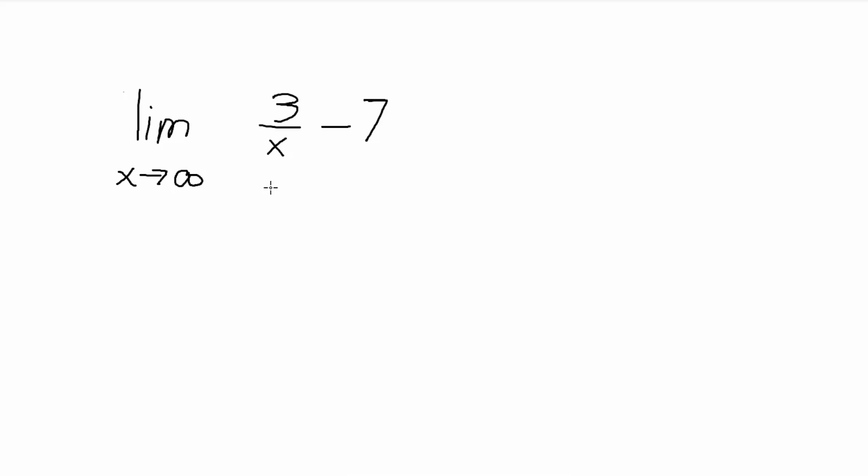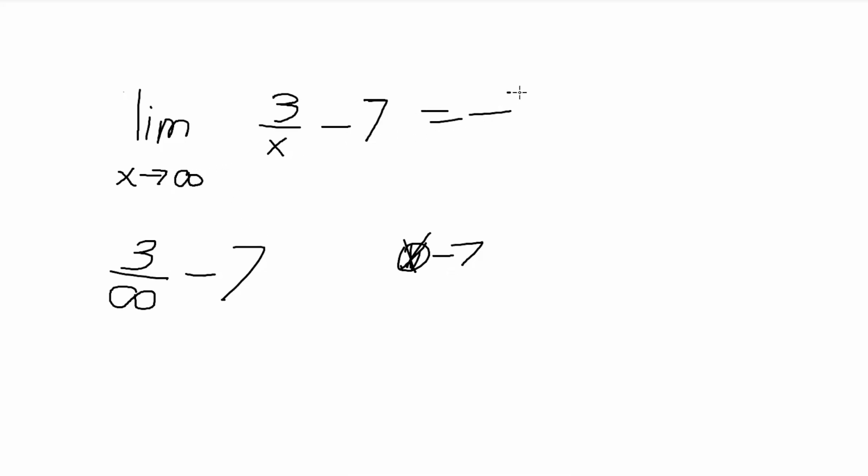So for example, let's find the limit of 3 over x minus 7 while x approaches infinity. This is a pretty basic function, so all we have to do is substitute infinity as x. So that's 3 over infinity minus 7. And you might be familiar with the fact that any number divided by infinity equals 0. So 3 over infinity actually equals 0, so that's 0 minus 7, or we can just get rid of that altogether. So we're just left with negative 7. So the limit of this function is negative 7.